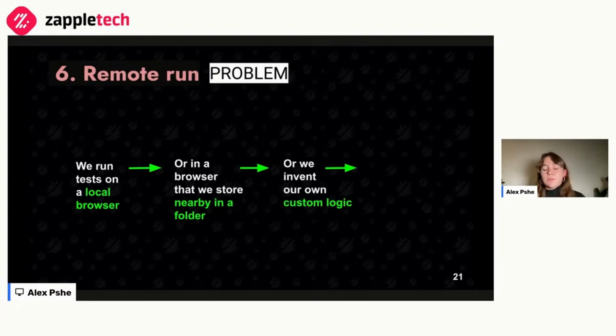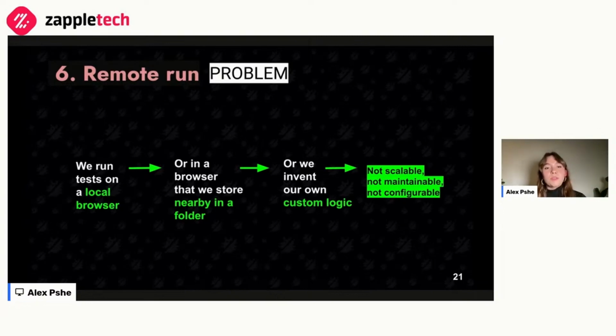Or we have some special custom logic, like in which case we can use Firefox, in which case we can use Chrome, different browsers. But the problem is that it's not a scalable solution at all. It's not a maintainable solution, or we can maintain it, but it will be really expensive for us. And it's also not a configurable solution.